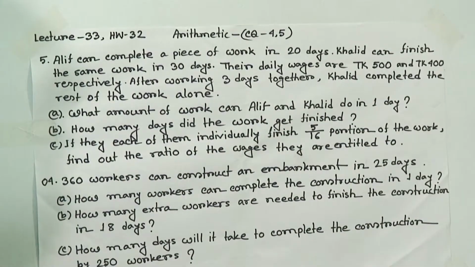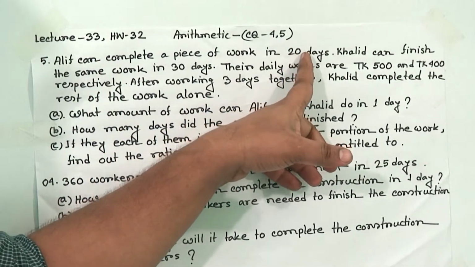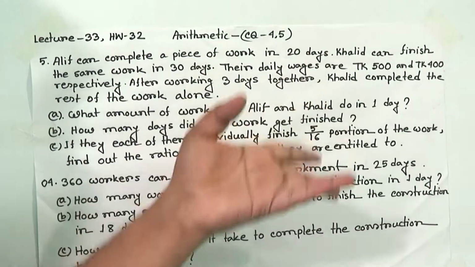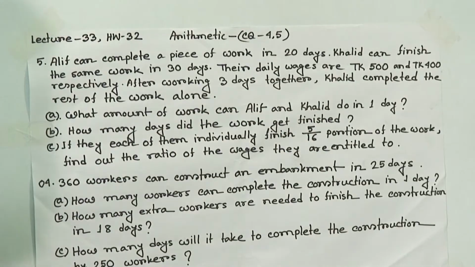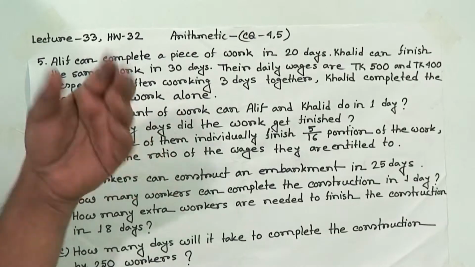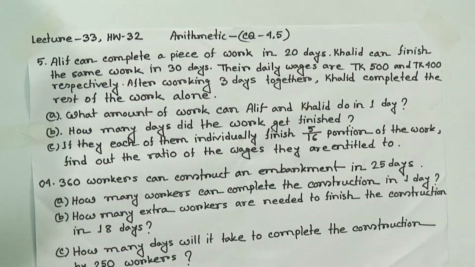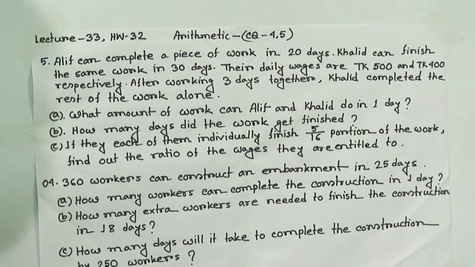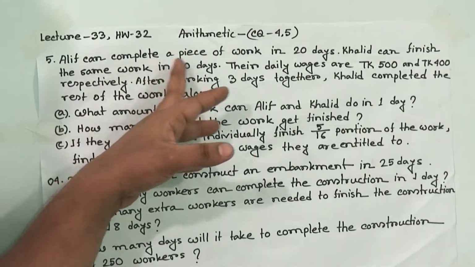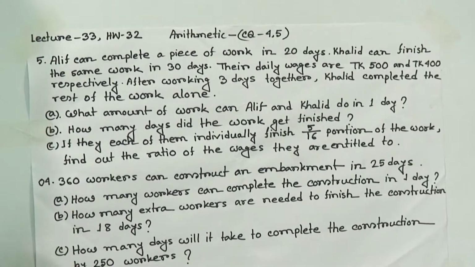Dear students, notice Alif can complete a piece of work in 20 days. That means 20 days is given, but we want to convert it into 1 day. In a similar way, we want to convert the work of Khalid into 1 day. Here you notice Alif can complete a piece of work. That means we consider that the total work be one part.